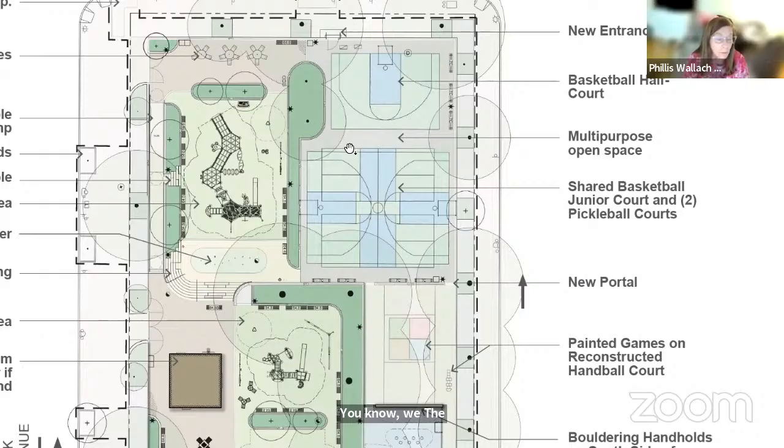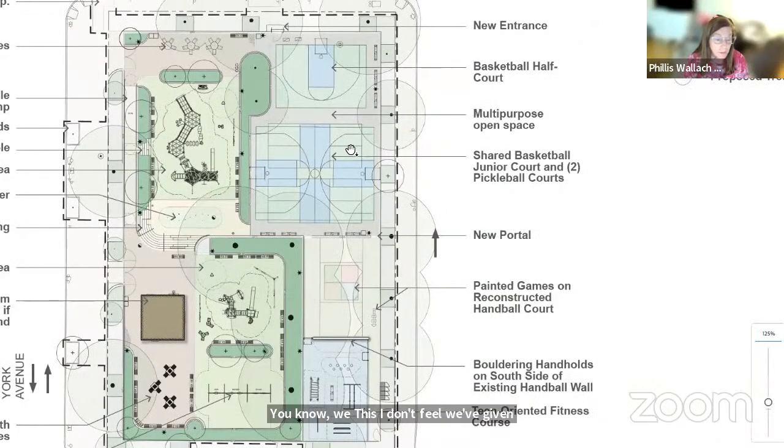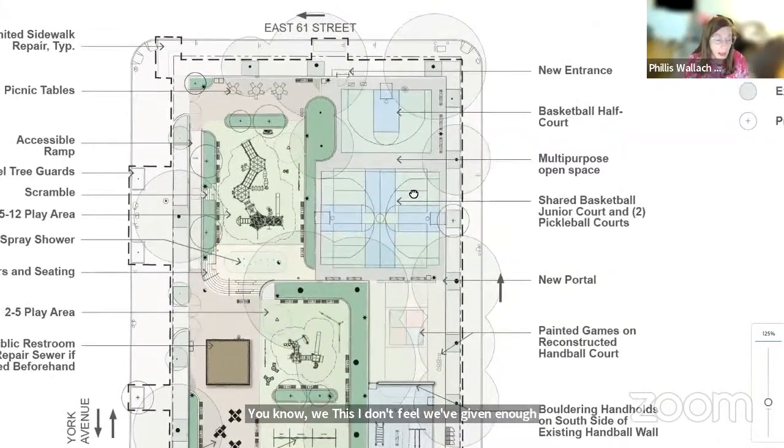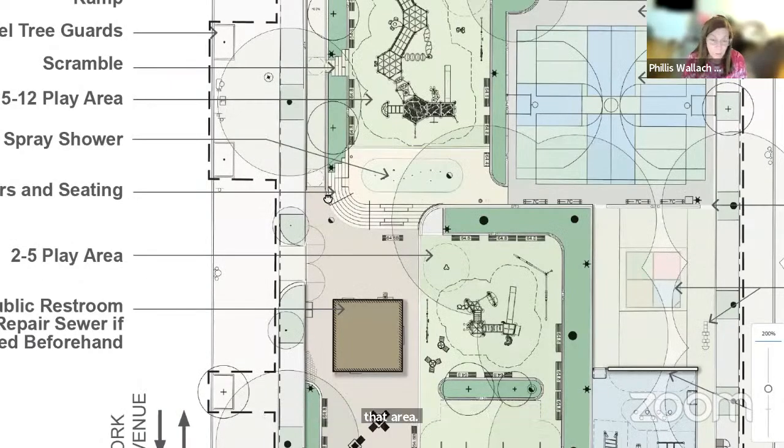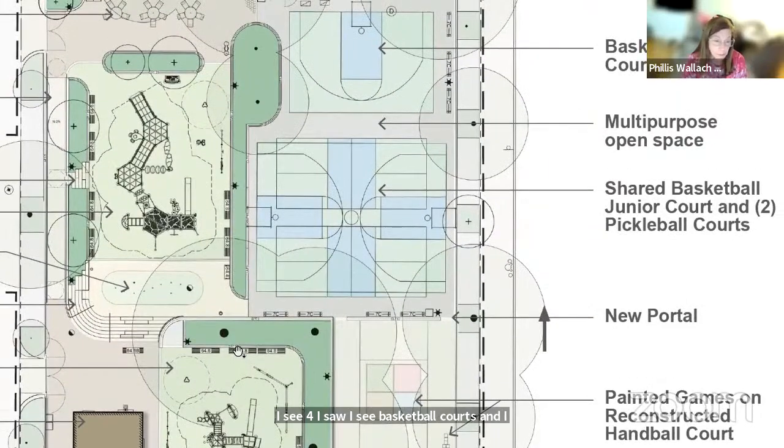I don't feel we've given enough attention to this multi-purpose area. And I just don't think we've defined it well enough that makes me comfortable. And I'm not sure how the board can be comfortable, the committee can be comfortable with this without it. I don't see a pickleball court drawn in that area. I see basketball courts, but I don't see pickleball courts sitting in that area. Okay.